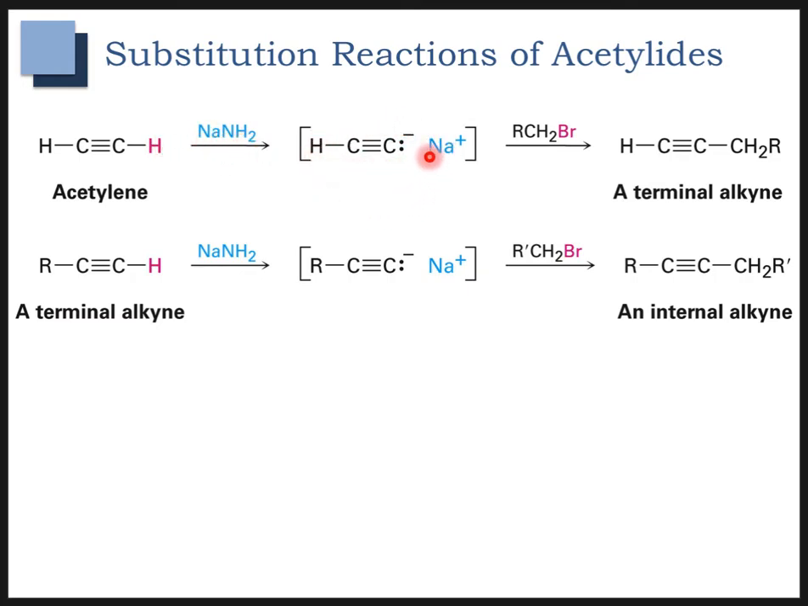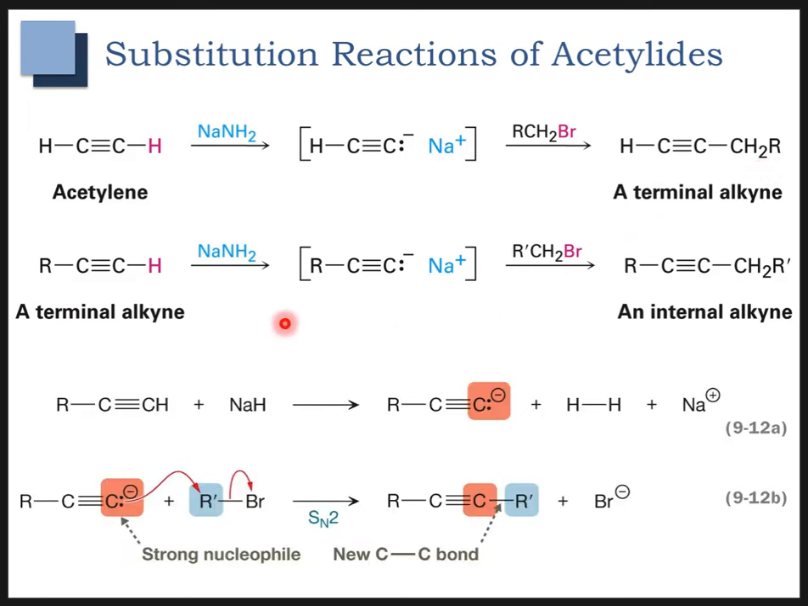The acetylide is the negative charge on the triple bond here. So both of these shown here are considered acetylides. These can undergo an SN2 substitution reaction with primary alkyl bromides, or primary alkyl chlorides will work as well. This can make a longer carbon-carbon chain, which is a very useful reaction for synthesis. Let's look at the mechanism in a little more detail.